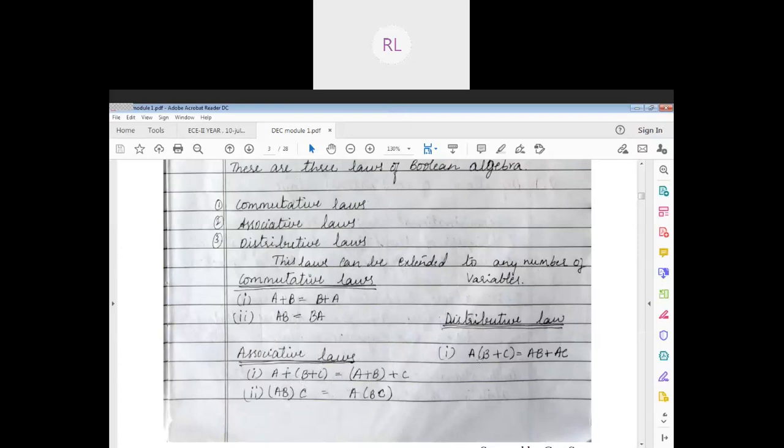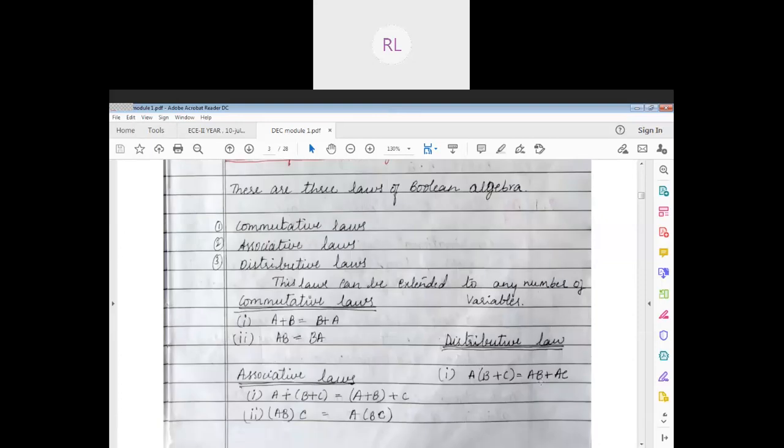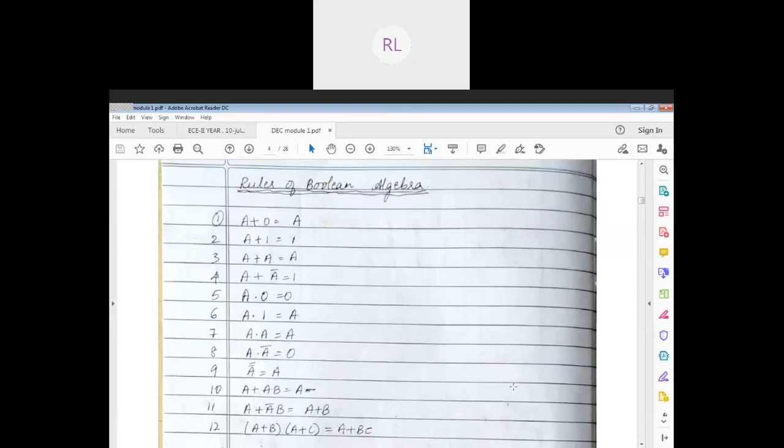And your distributive law states that here we are not only using the adding symbol, we are also using brackets, and we are also multiplying. In the first one we only added, a plus b. In the associative law we are using grouping, but in distributive law we are grouping, adding, and also multiplying them. So a into (b plus c) is equal to ab plus ac. I think you all are very much familiar with this, right? So this is your distributive law.